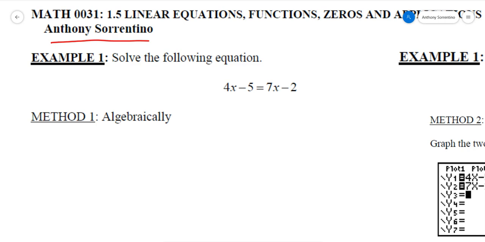This one deals with section 1.5 of this course, which covers linear equations, functions, zeros, and applications. It's going to be the first section of this textbook that goes into functions and zeros and applications. Just the equations, as we move through the course, are going to get a little more involved, and you'll be able to handle different types of equations as we move along. So this one is a moderate level linear equation.